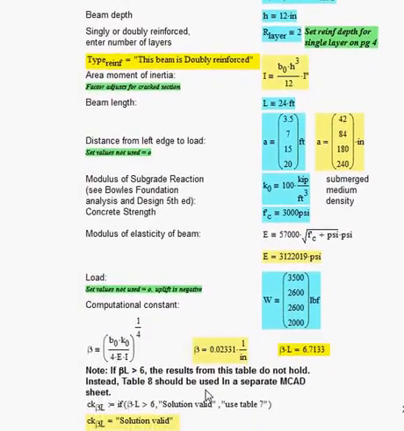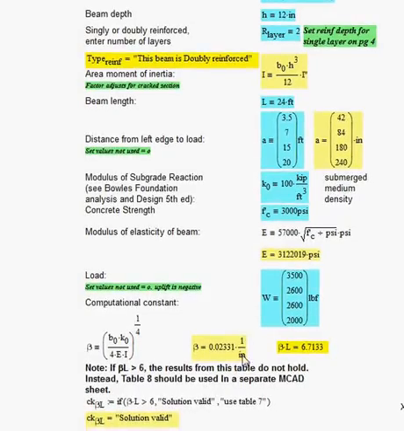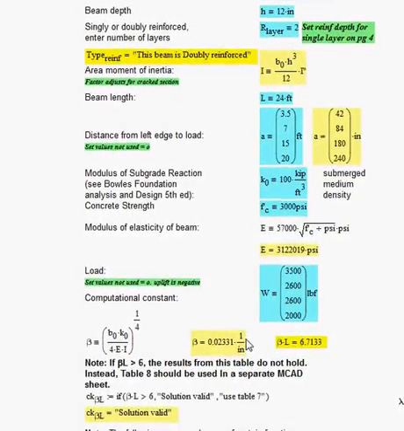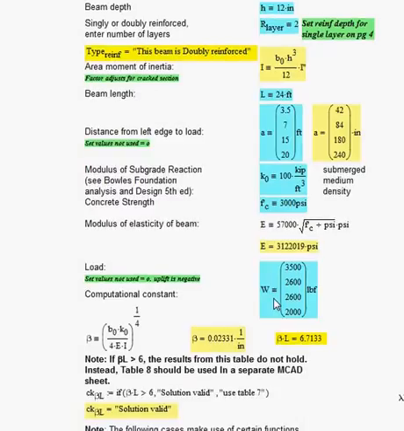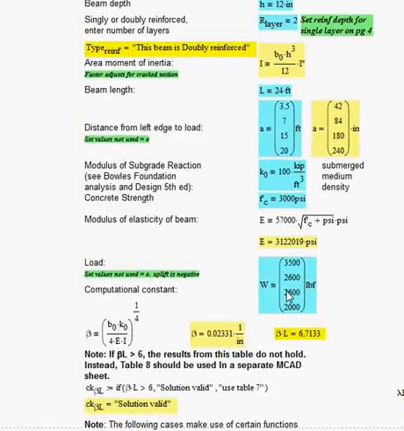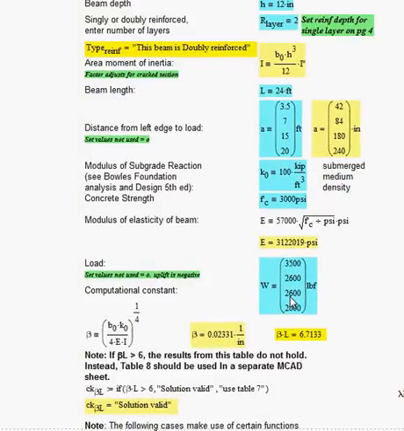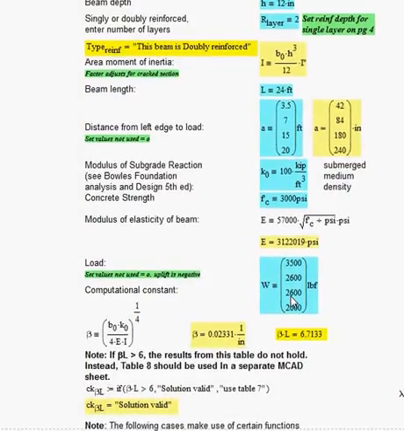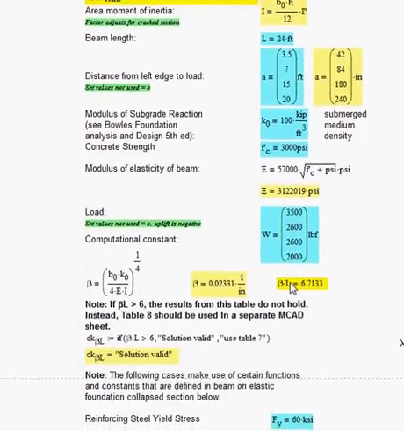Loads may be input either positive or negative. Positive values are down, negative values are up. If it's a buried beam, you may have either positive or negative values. If it's a beam on the surface, then only positive values are appropriate.